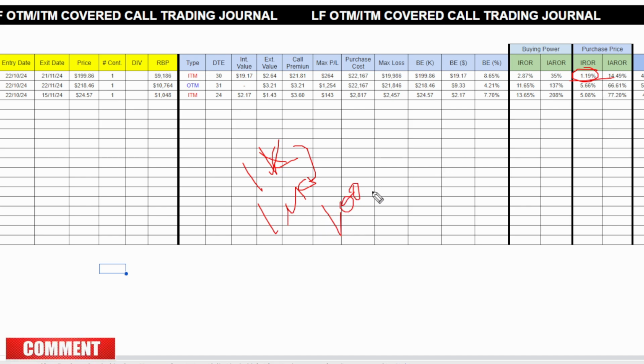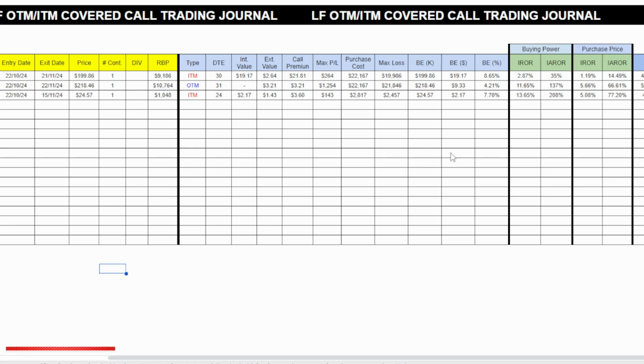On $10,000, 10% per year is 100K. It's amazing if you can get 10% per year. In this case it's 14.5, but if you call it 10% per year on a $1 million portfolio, you're pulling out of the market 100K per year. It's a lot of money.